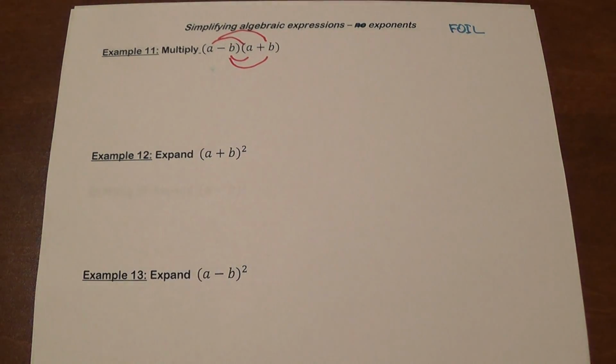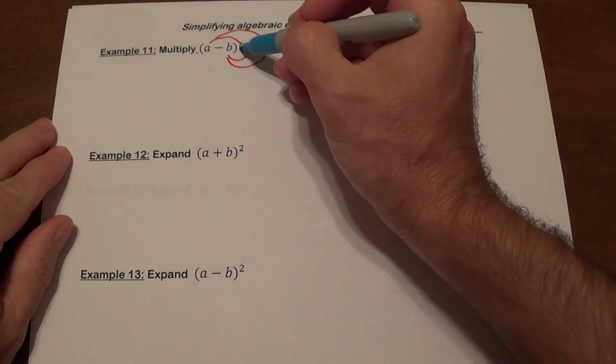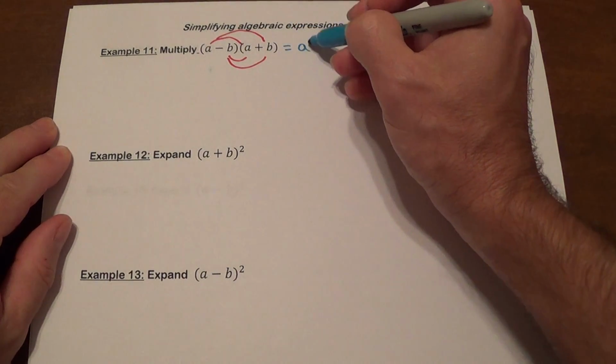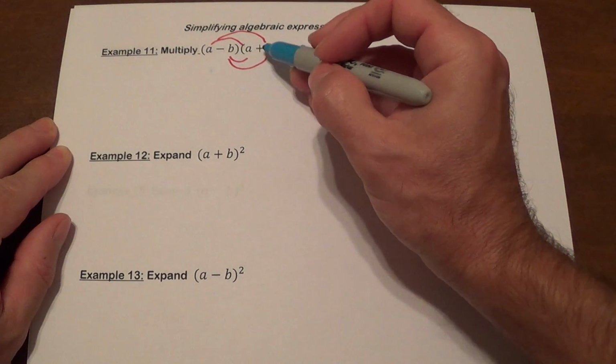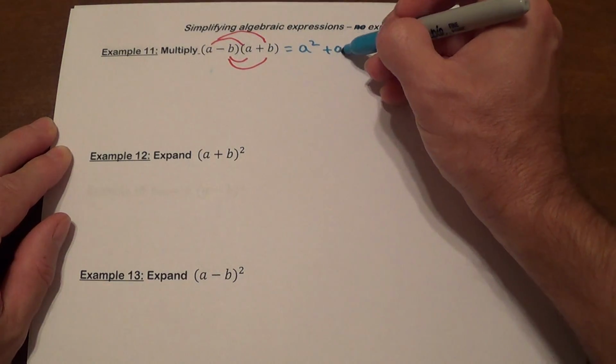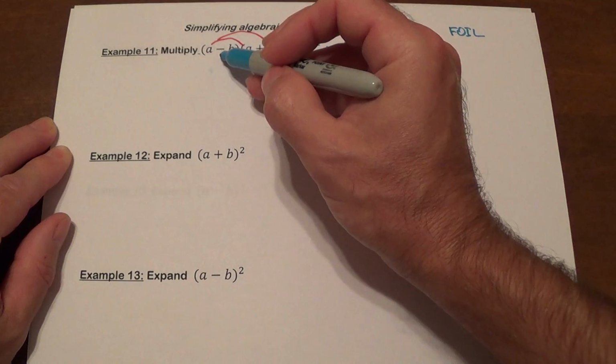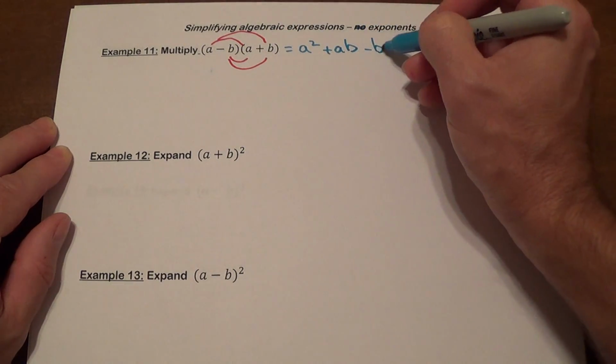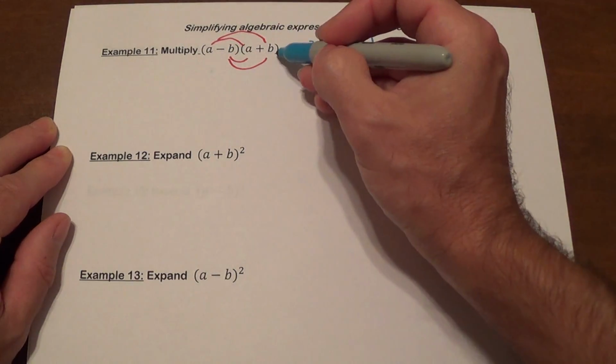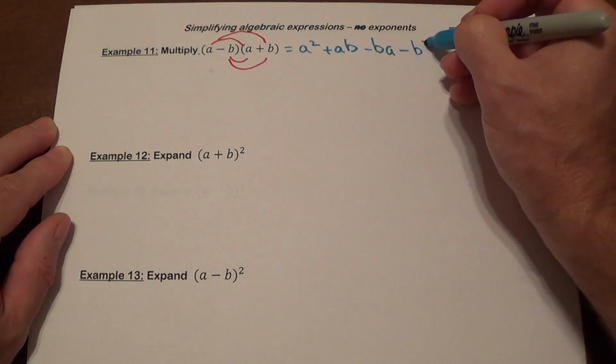of the other parentheses. So multiply a by a, that's going to give us a squared. Multiply a by b, that's going to give us ab. Negative b times a is negative ba. Negative b times b is minus b squared.